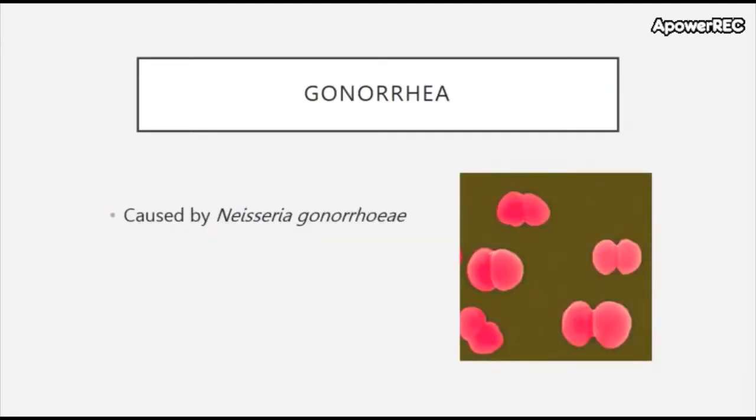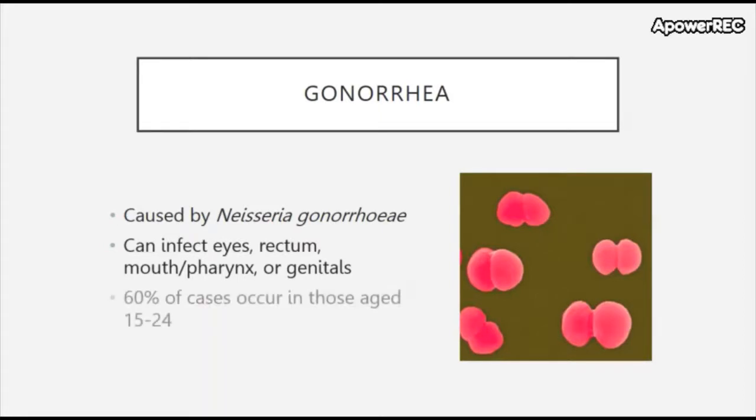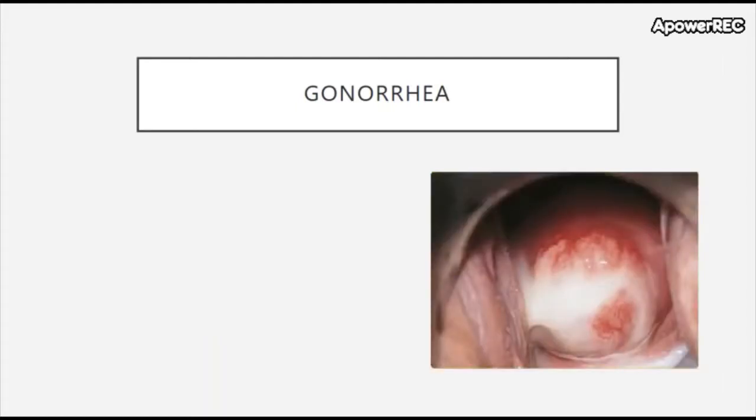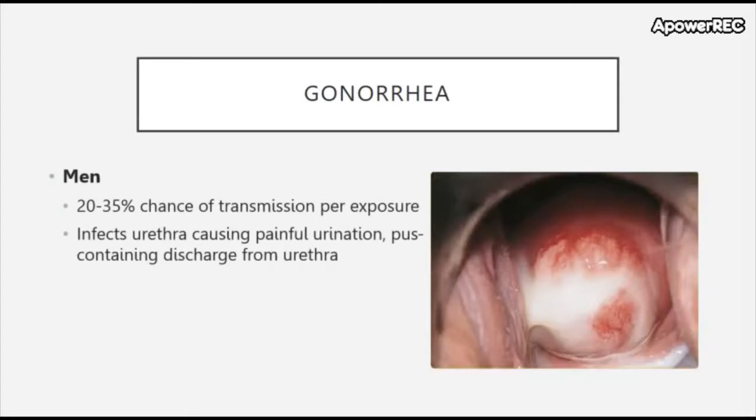First, gonorrhea may be caused by the bacterium Neisseria gonorrhoeae, and it can infect the eyes, rectum, mouth, pharynx, or genitals. The number of cases has been increasing rapidly in the past decade by almost 30%. And 60% of these cases occur in those aged 15 to 24 years. The fact that the disease is often not recognized in women contributes to its transmission.